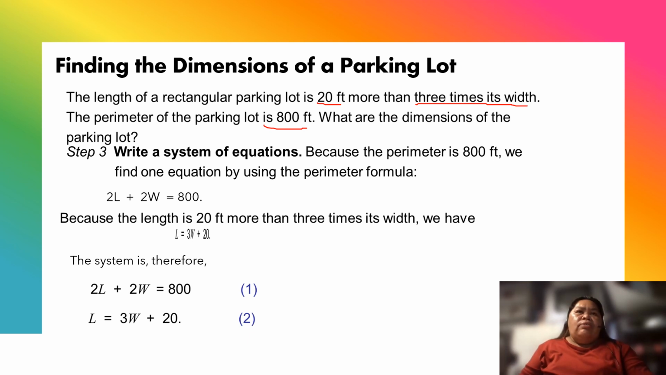So step 3, write the system of equations. Because the perimeter is 800 feet, we find one equation by using the perimeter. The perimeter has the formula 2L plus 2W equals 800. And because the length is 20 feet more than 3 times its width, we have L equals 3W plus 20. So the system, therefore, is equation 1, 2L plus 2W equals 800, and L equals 3W plus 20.